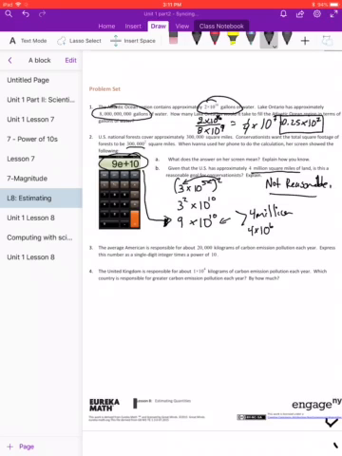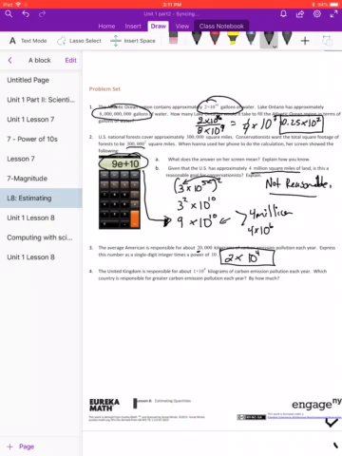Last two. The average American is responsible for about 20,000 kilos of carbon emission. That's why I can't breathe. Express this number as a single-digit integer times the power of 10. Well, 2 is my lead digit, times 10, 1, 2, 3, 4, to the 4th power. It's a lot of carbon.